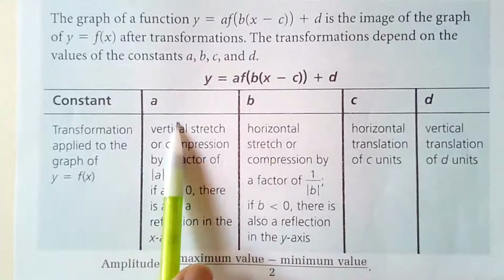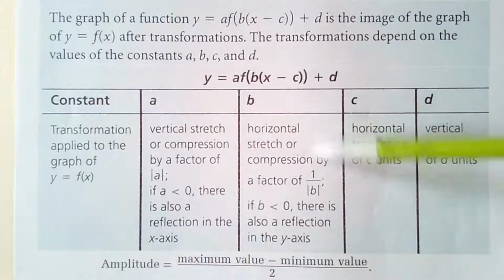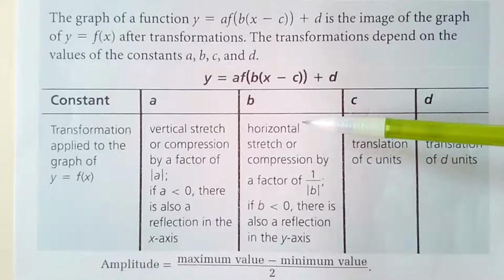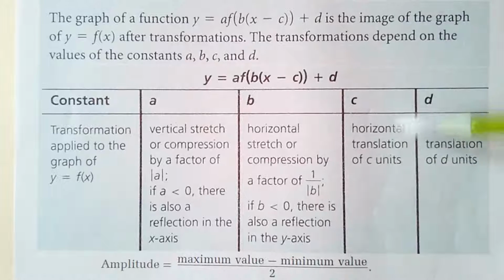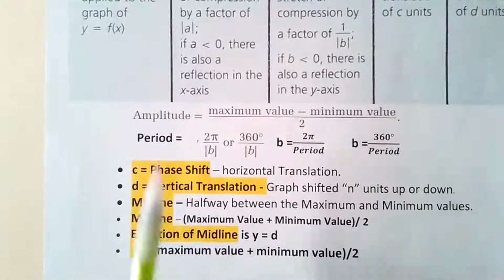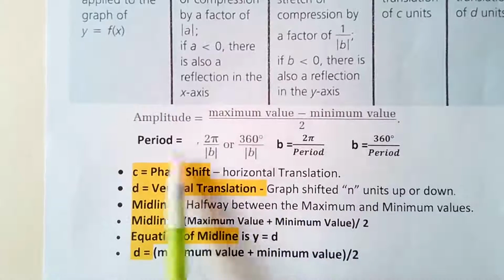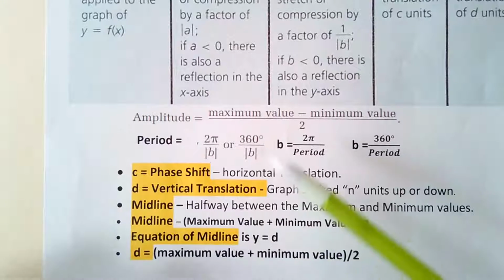We were looking at the amplitude, which is called the vertical stretch or compression, and the horizontal stretch, which is the b. In other words, how many periods there are in 360 degrees. C is your horizontal translation, so it'd be right or left, and the vertical translation is your d. We'll use the algebraic way, and the amplitude is basically the maximum value minus the minimum value divided by 2. The period is 2 pi divided by b. So we'll go through each one of these.